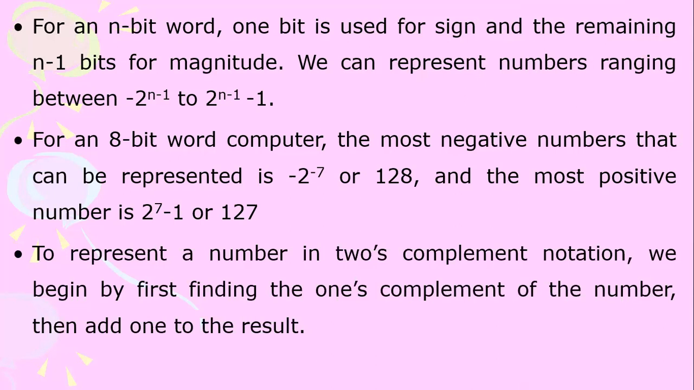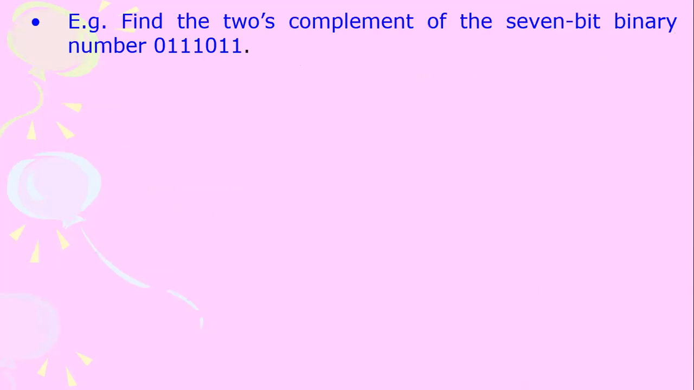To represent a number in two's complement notation, we begin by first finding the ones complement of the number. Then we add 1 to the result. For example, if you are told, find the two's complement of the 7-bit binary number 0, 1, 1, 1, 0, 1, 1, then we proceed as follows.